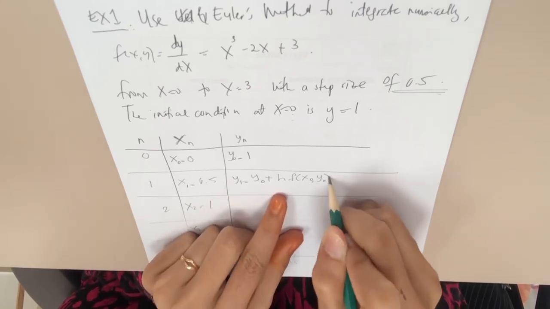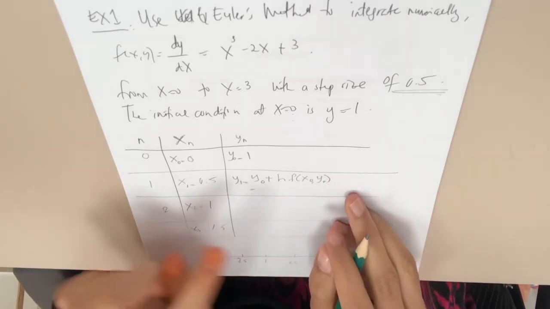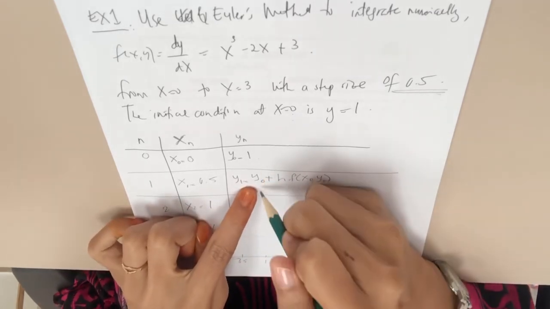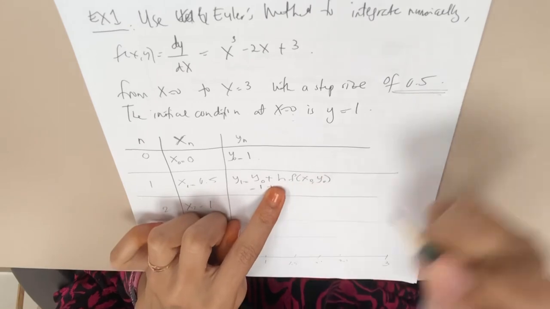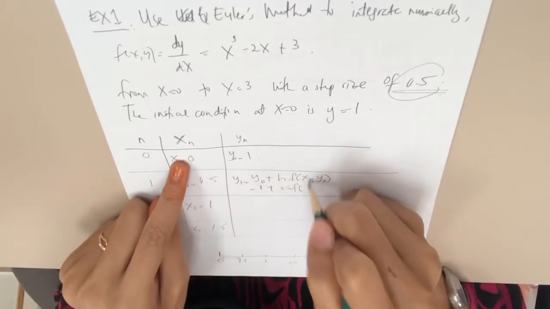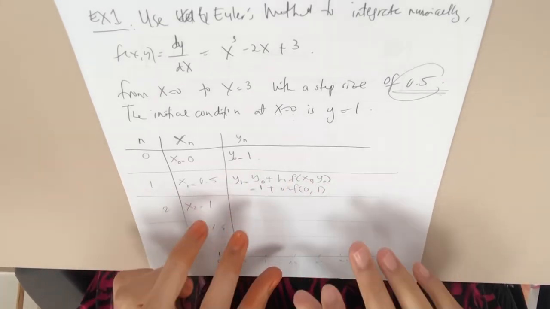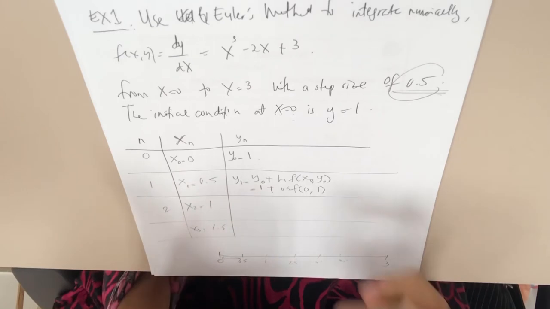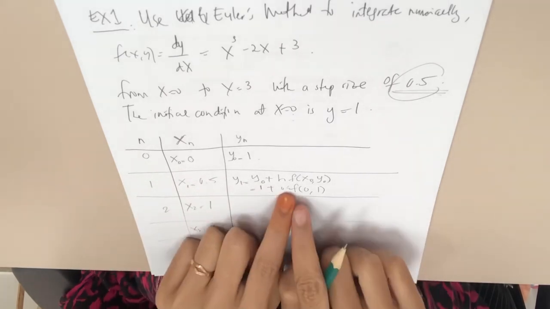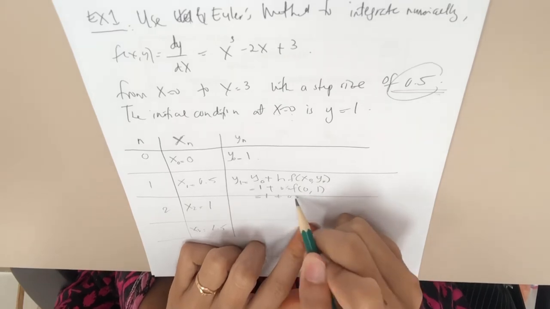Same thing for Y. Now your job is to fill in all of this with the values. For Y0, you get the value from here, 1. How about H? The value from here, 0.5. X0 is 0 and Y0 is 1. So you are halfway there, but not fully yet because you still have F of 0, 1. How do we get the value for F of 0, 1?